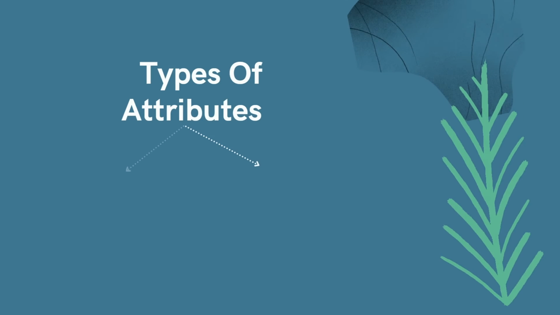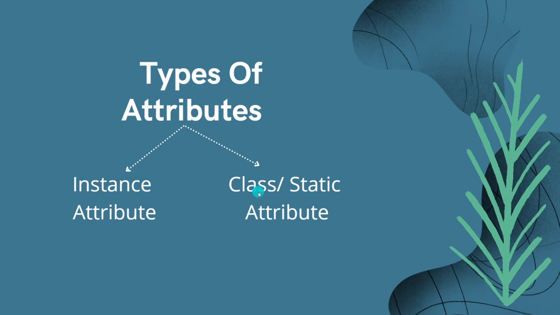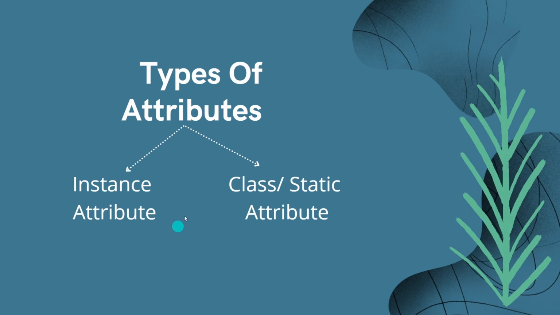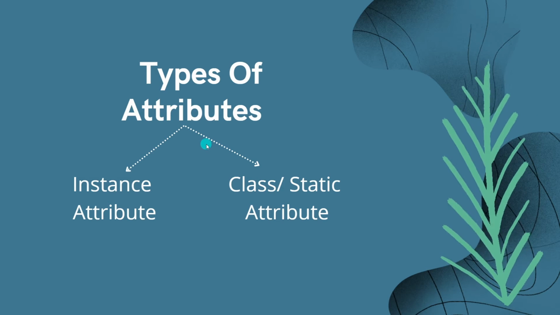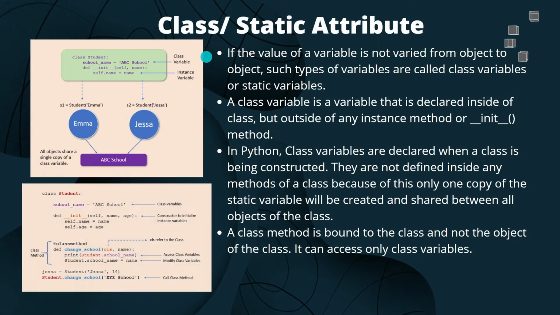Next, let's see what are the types of attribute. So we have one instance attribute, and second we have class or static attribute. In the last lecture we already saw instance attribute, and in this lecture we are going to see what is a class or static attribute. So if the value of a variable does not vary from object to object, such types of variable are called class variables or static variables.